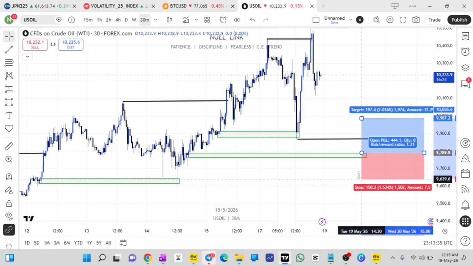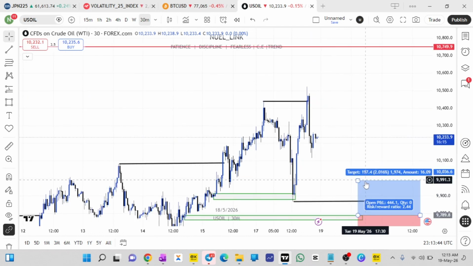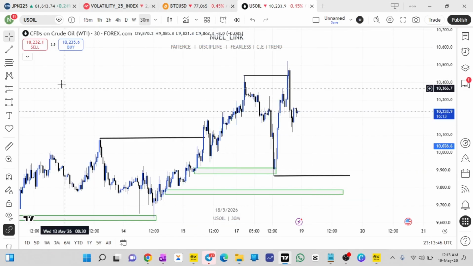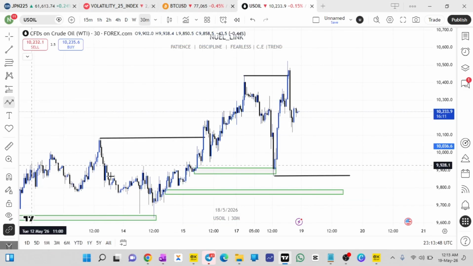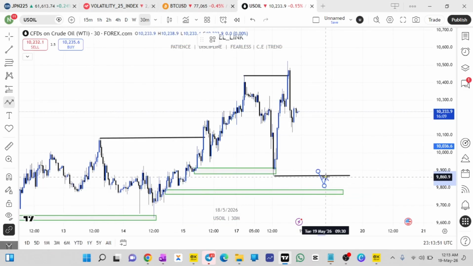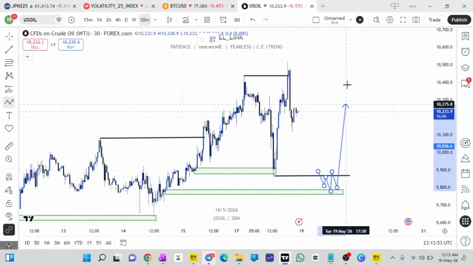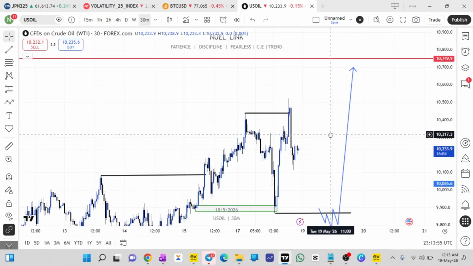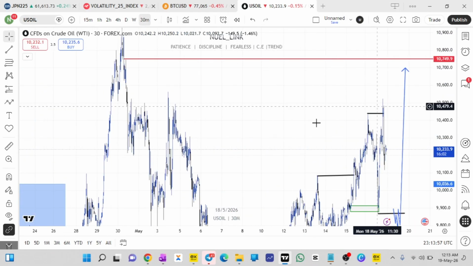But I'll use a confirmation entry because the last weak rejection is actually plenty. I can't just see it here, it's actually here. It's still here. So I'll just look for a confirmation entry, because I don't know where to place the SL. The entry will be here.